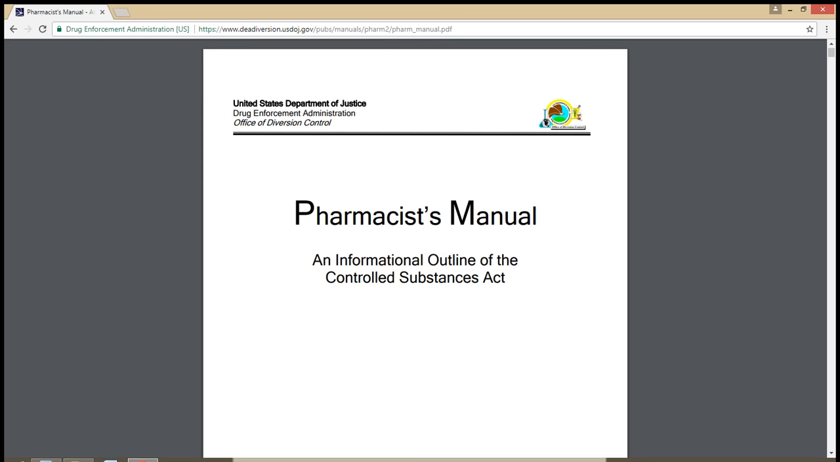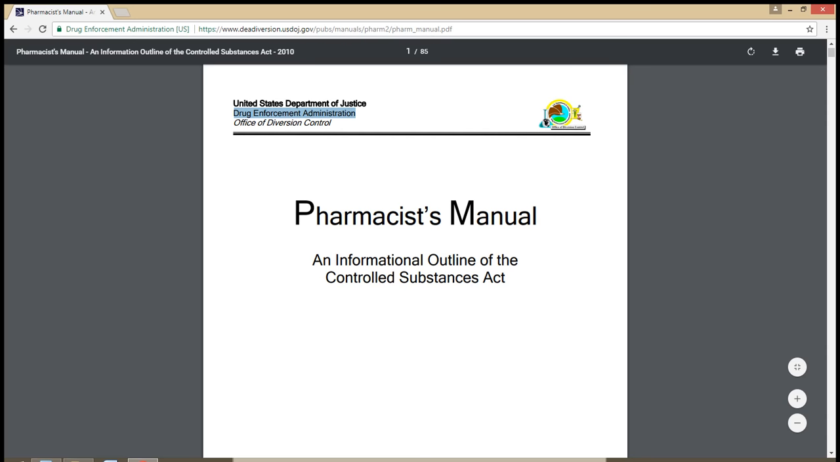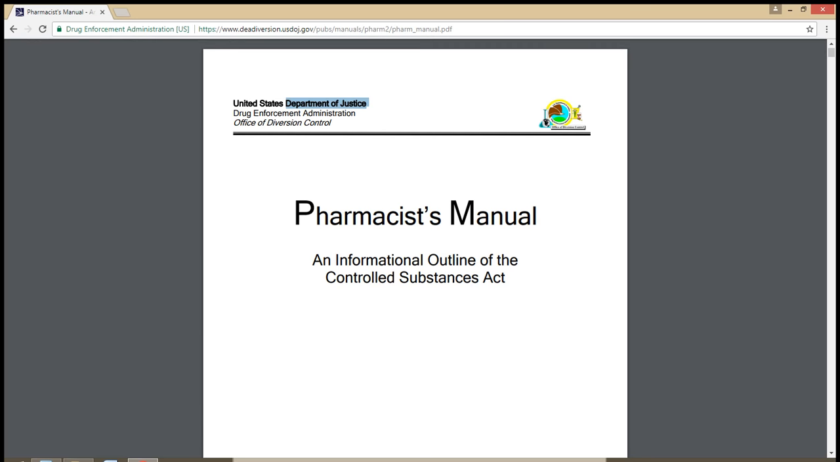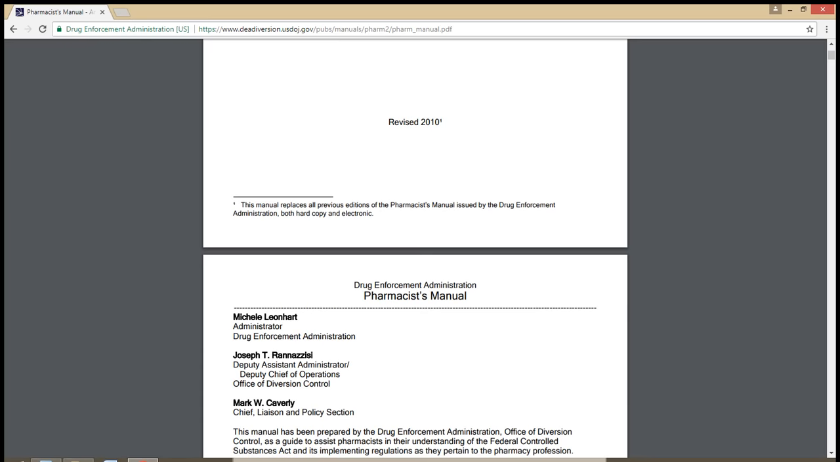And so what is the DEA? What does that stand for? So DEA is Drug Enforcement Administration. And as you can see here from the very first page, it's actually under the Department of Justice. So the Department of Justice in the U.S. created the administration called Drug Enforcement Administration. And that is usually controlled by the Attorney General.